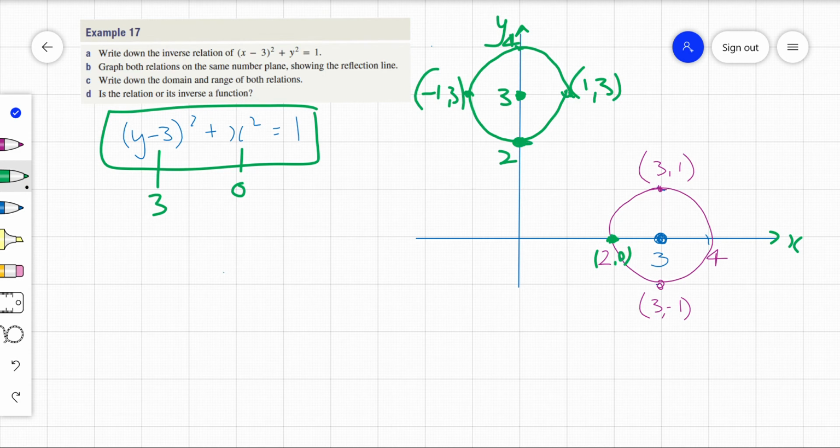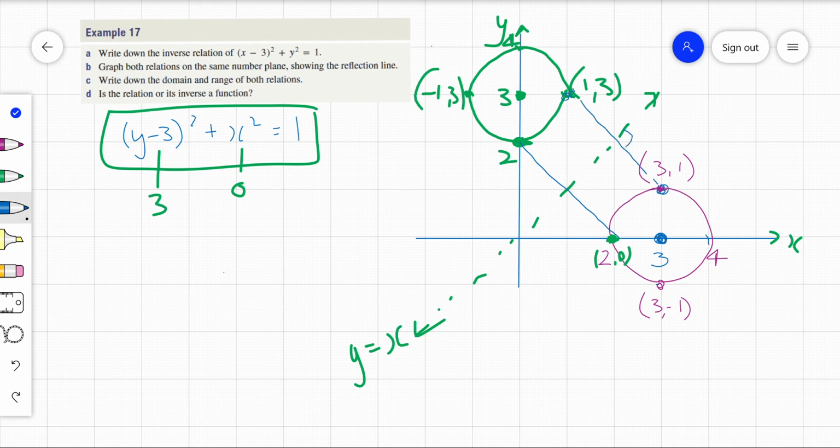Why is that so? Because remember, with an inverse relation or function, we're just graphing around the line y equals x. We're moving everything that was x to y and everything that was y to x. So you can see that point will become that point over there. Same with, for example, this point. So (3, 1) becomes (1, 3), which is that point, you can see.